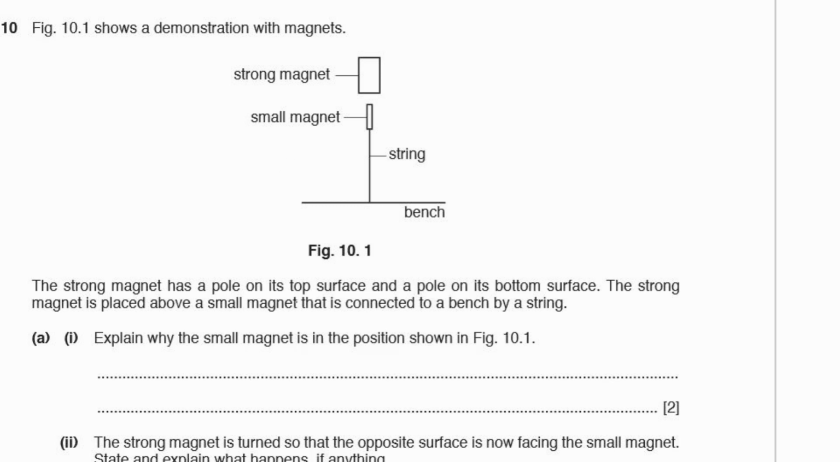Alright, well, what's going to happen is it's attracted by the big magnet, and you're going to have a situation where the opposite poles are near each other. You've got a north and a south attracting, or a south and a north attracting.